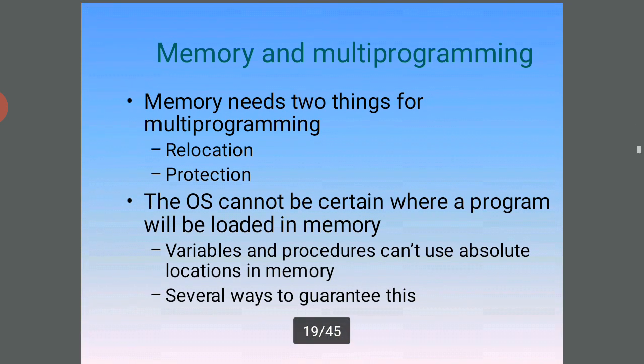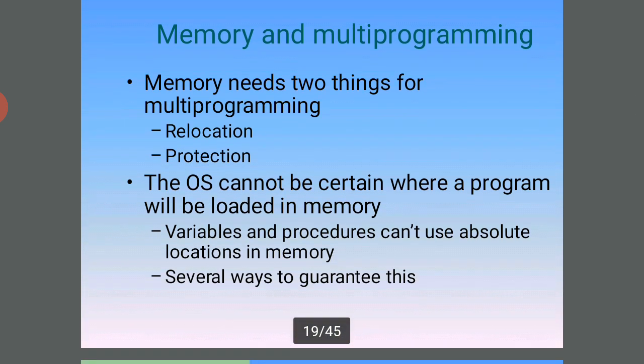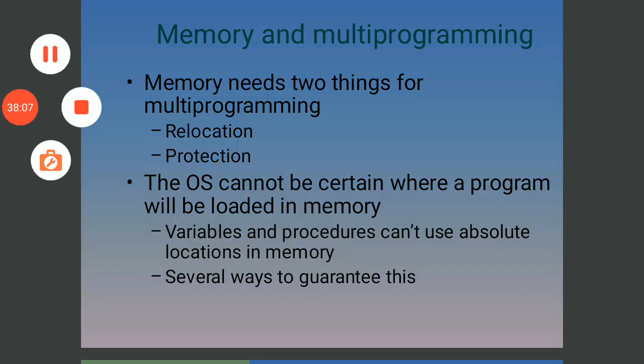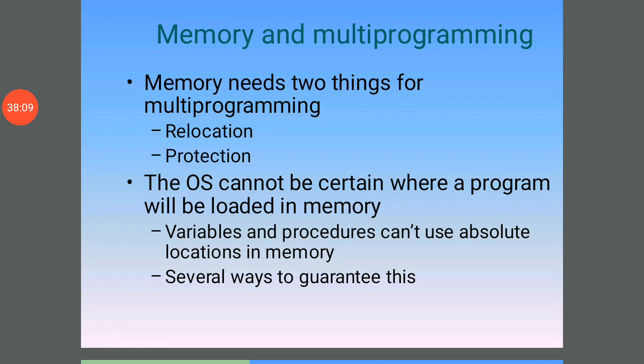So the memory and multi-programming. Memory needs two things for multi-programming. What are the two things? Number one, relocation, and number two, protection. The operating system cannot be certain where the program will be loaded in memory, so variables and procedures cannot use absolute locations in memory.